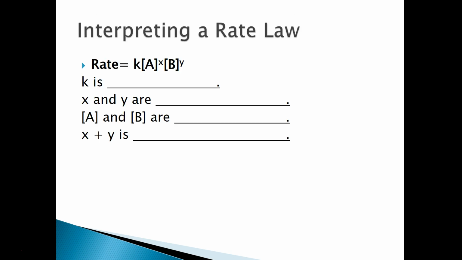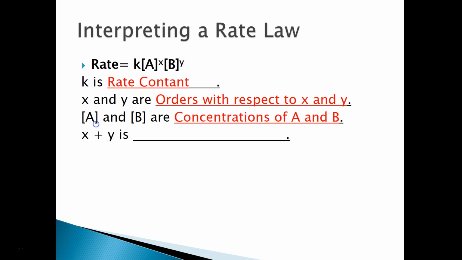Diving deeper into the rate law, k in the rate law is known as the rate constant, and the rate constant will be different for each particular reaction. x and y are the orders with respect to reactants A and B. If you remember from Unit 1, anything put in brackets is the concentration of that thing. So [A] and [B] are the concentrations of reactants A and B. The sum of x and y gives you the overall order of a reaction.